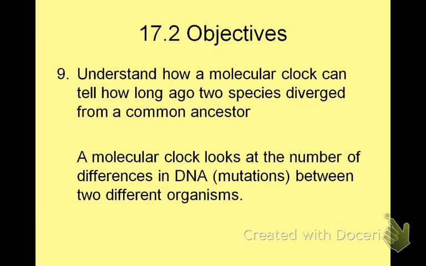A molecular clock actually isn't on the test, but this is sort of what we looked at with the human, gorilla, and horse hemoglobin proteins in that lab, except we looked at the proteins instead of the DNA, but it's the same sort of concept. It looks at the number of differences in DNA, which we call mutations, between two different organisms. The more differences there are, the less related the two species are. So longer ago they diverged from a common ancestor.